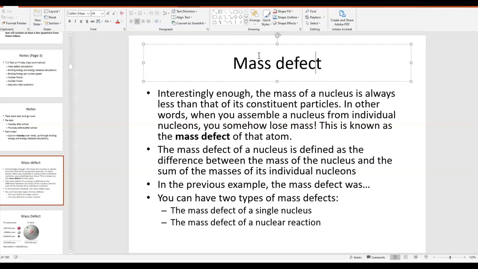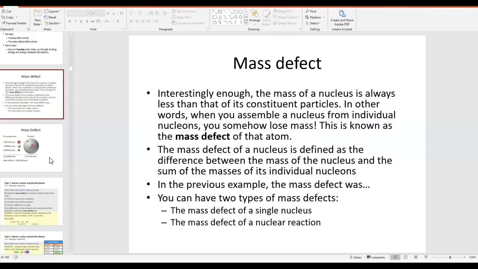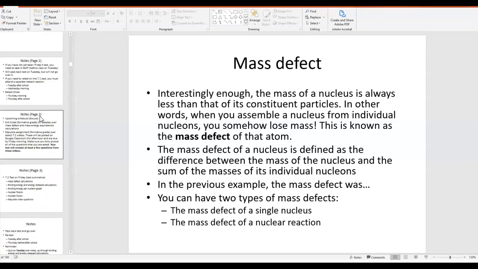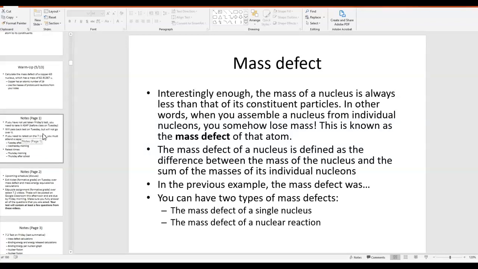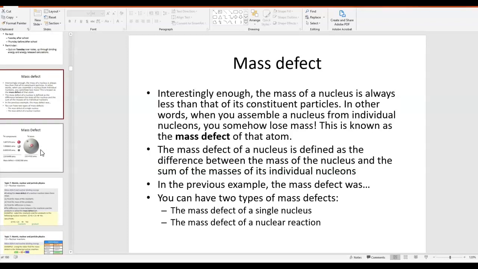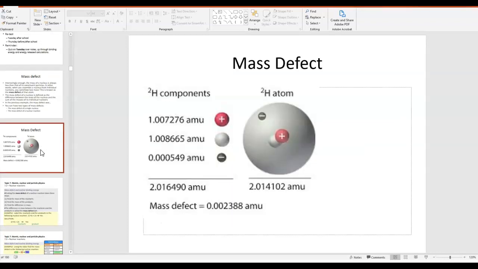And so we are going to talk about why this mass defect exists in a little bit. But for now, let's do some more calculations. What we just did a second ago was the calculation finding the mass defect of an individual nucleus. What I want to take a look at right now, just really quickly, is the mass defect of a nuclear reaction. Now, before we do that, I do want to show you this picture.